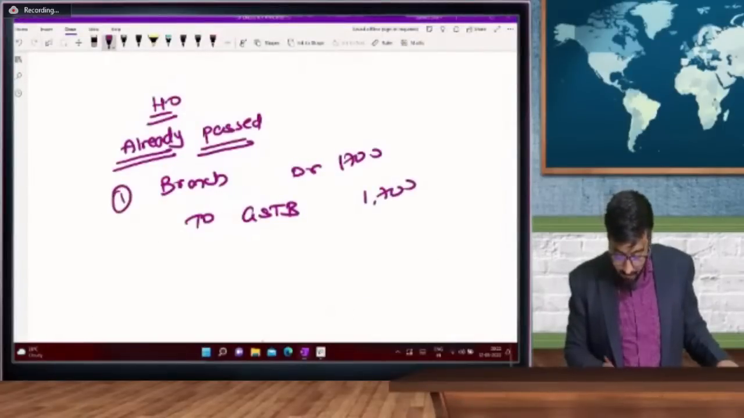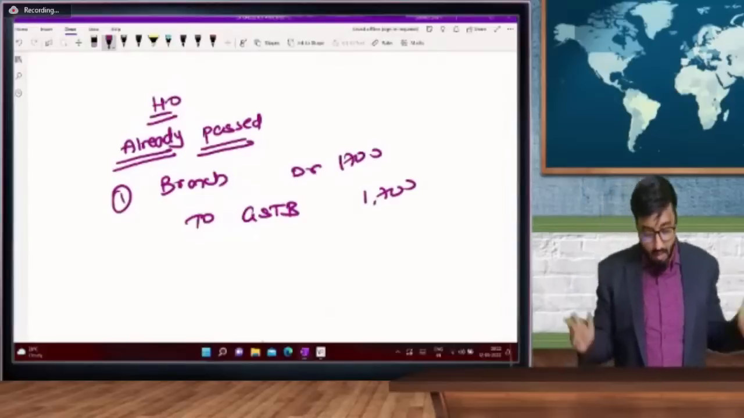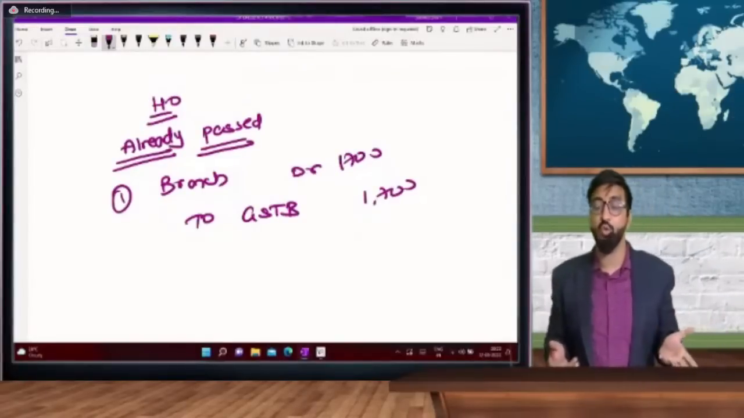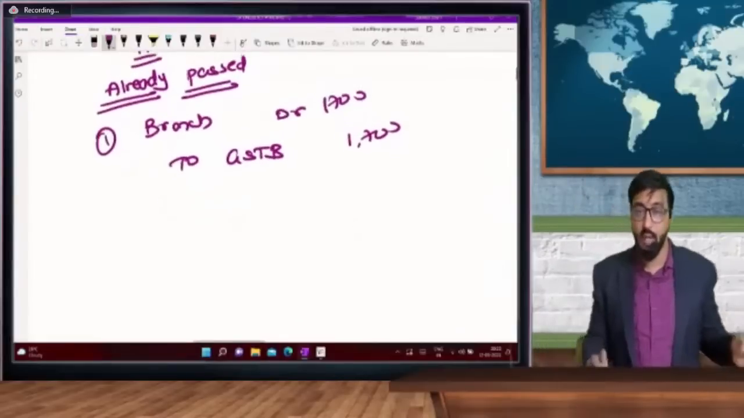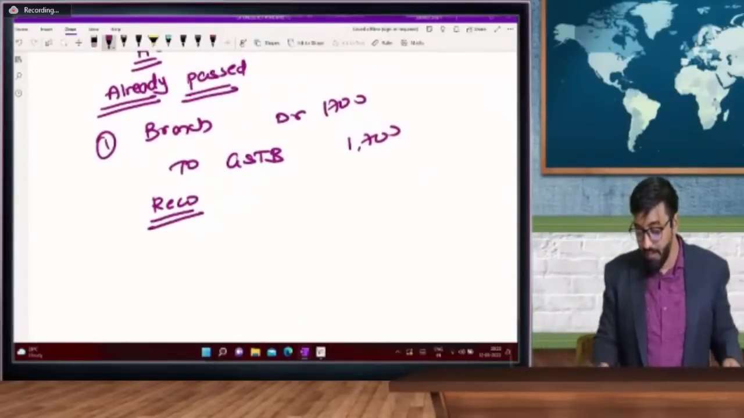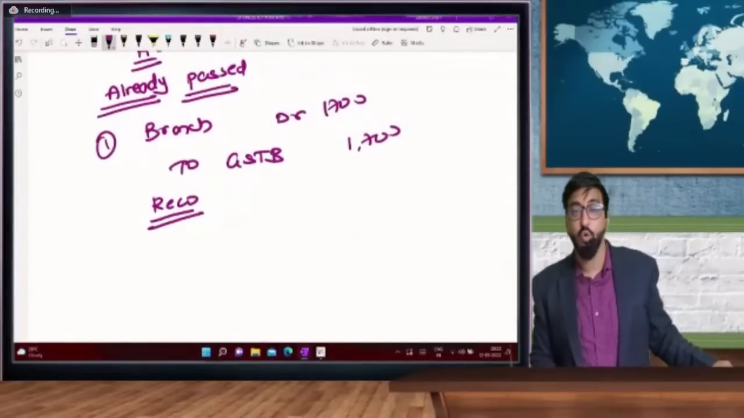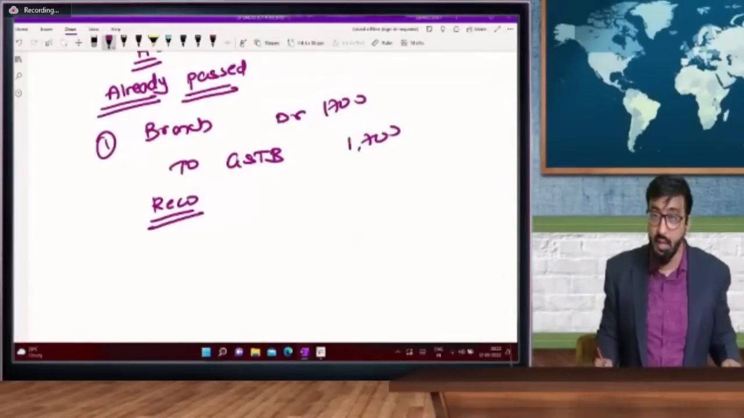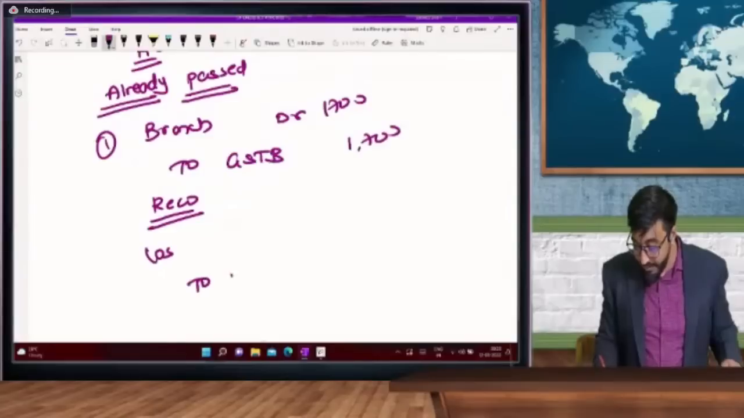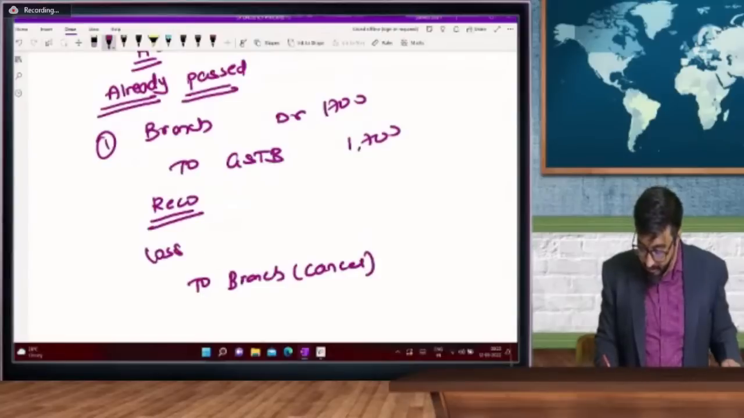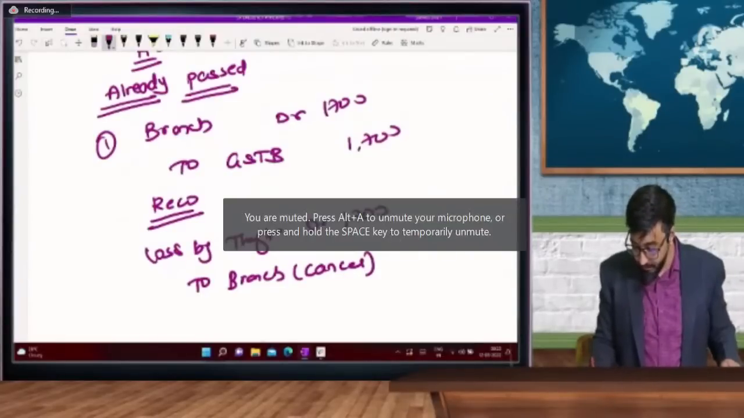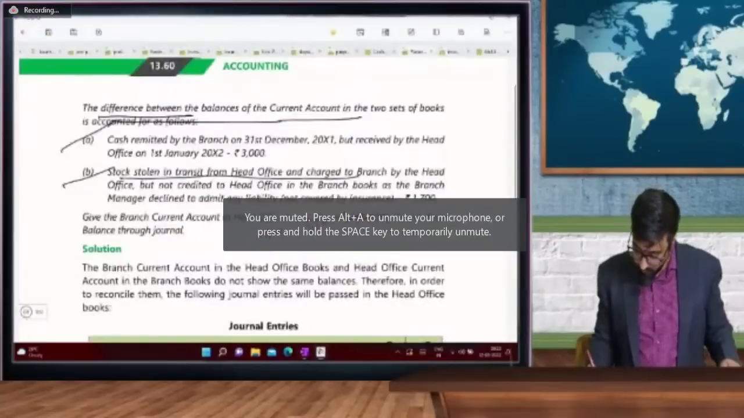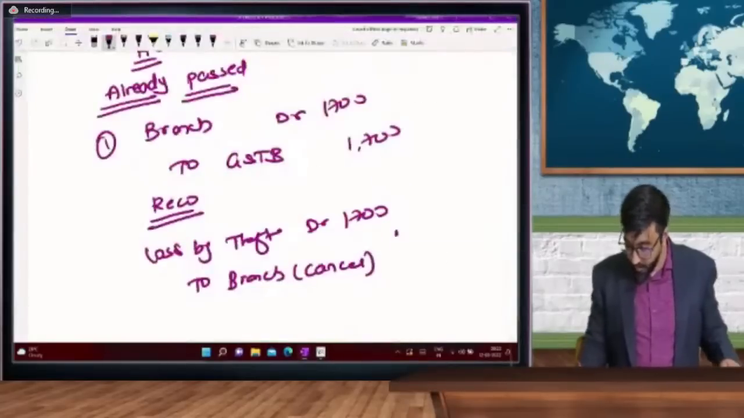But now what happens? The branch manager says, I won't pass this loss in transit now. Why should I take this entry? So now the reconciliation entry, the branch denies to pass. So who records this entry? The reconciliation entry is recorded by head office only. And now what is the entry? They will cancel the balance of the branch. So the branch balance is cancelled and loss by theft account debit to branch.